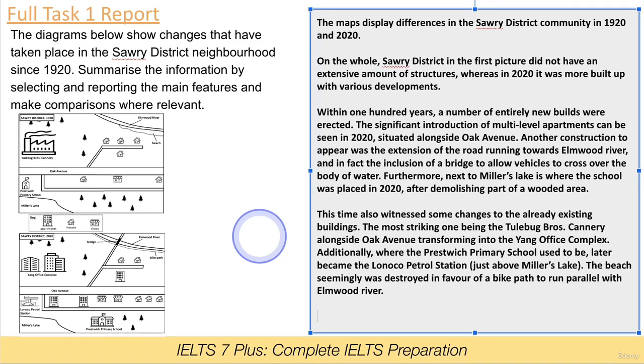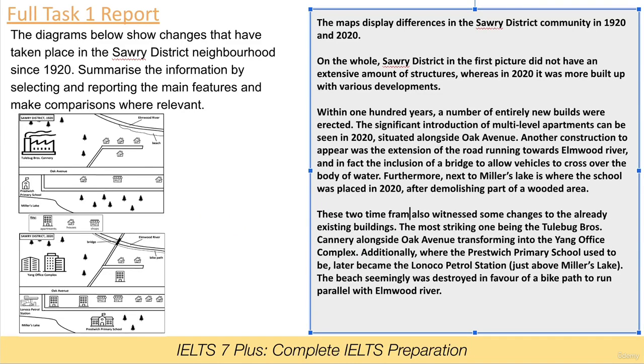This time, these two time frames also witnessed some changes to the already existing buildings. The most striking one being the Toolbug Brothers Cannery alongside Oak Avenue, transforming into the Yang office complex. Additionally, where the Prestwich primary school used to be later became the Lonoco petrol station, just above Miller's Lake. I like a nice bracket there. The beach seemingly was destroyed in favour of a bike path to run parallel with Elmwood River. Okay, I think that's good.